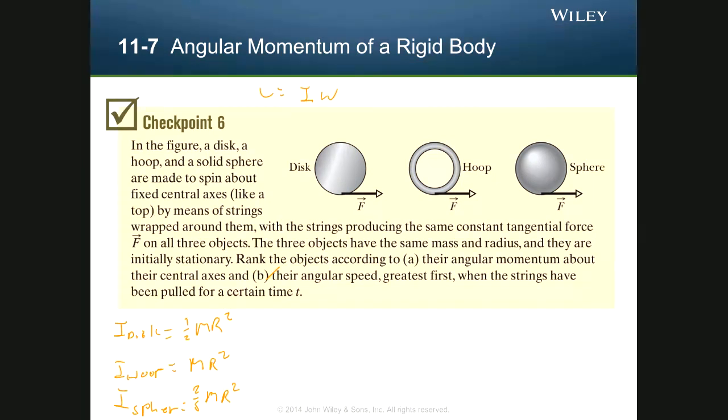Okay, so what we want to know here to answer that question, which one wins the race, we want to rank the objects according to their angular momentum about the central axis. Okay, now you'll notice they have the same force will act on each object. So this can be a little tricky. So I'll give you a couple minutes to work on this one.